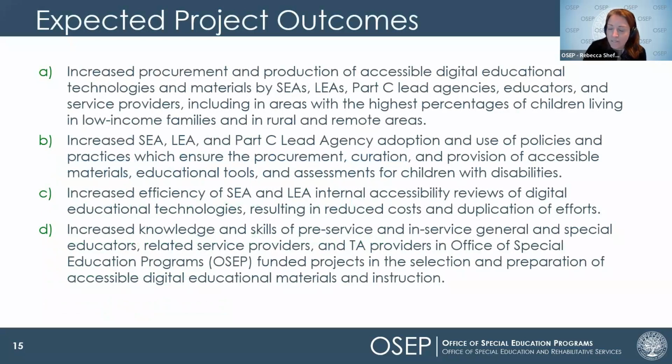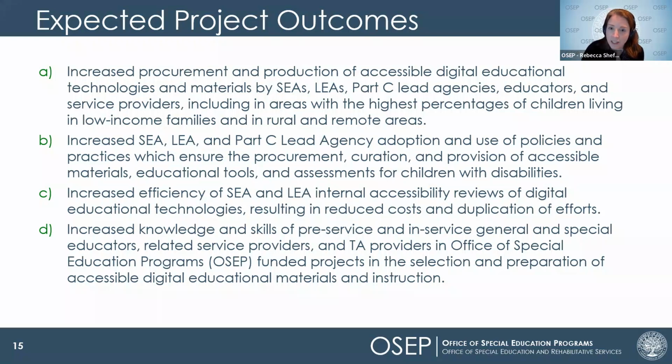The center will have 4 expected outcomes that must be achieved. These are increased procurement and production of accessible digital educational technologies and materials by state education agencies, local education agencies, Part C lead agencies, educators, and service providers, including in areas with the highest percentages of children living in low-income families and in rural and remote areas.